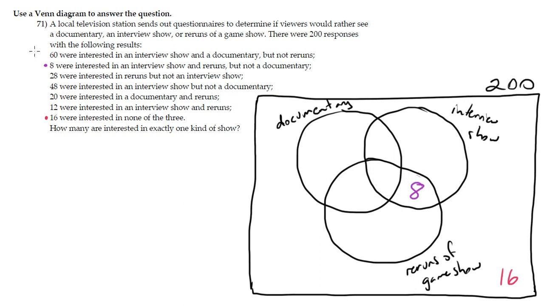Okay, let's see, we have another one of those. Yes, 60 were interested in an interview show and a documentary, but not reruns. So just this region here. 60 people. Okay, so we've got 3 pieces of information in there so far. Let's see what we can get now.